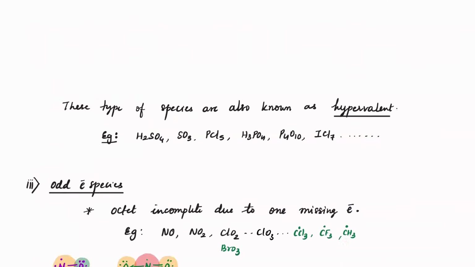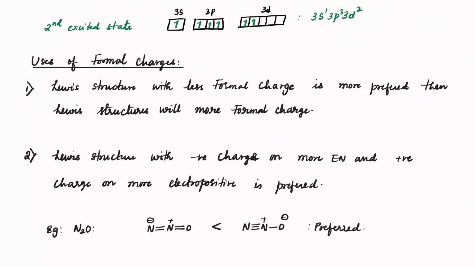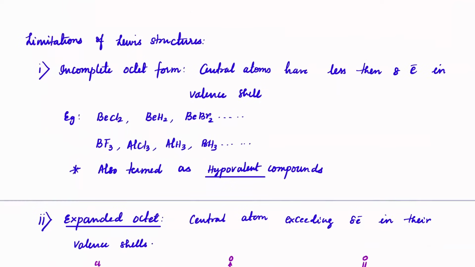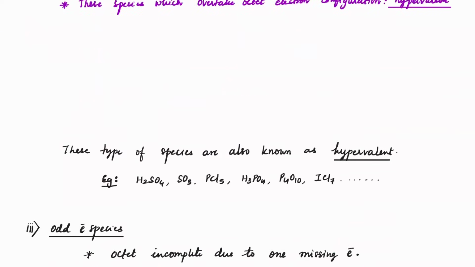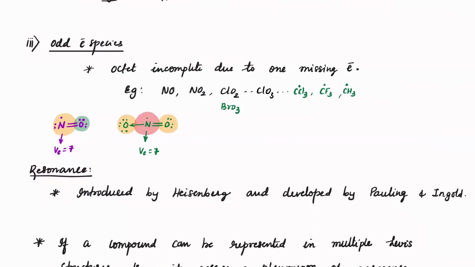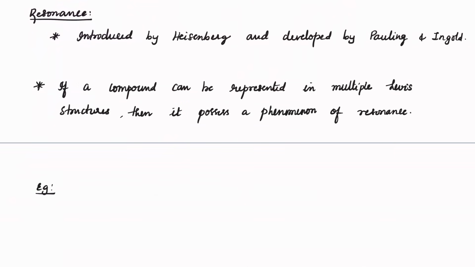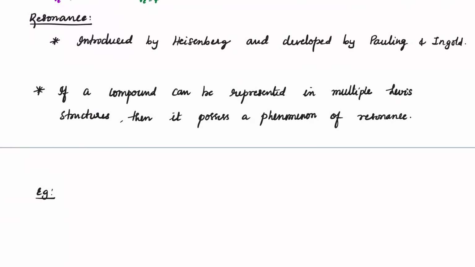Finish everybody. So three kinds. Okay. So one is hypovalent, hypervalent, and odd electron species. These are main drawbacks of Lewis structures. Let me just give you a next important concept called resonance.